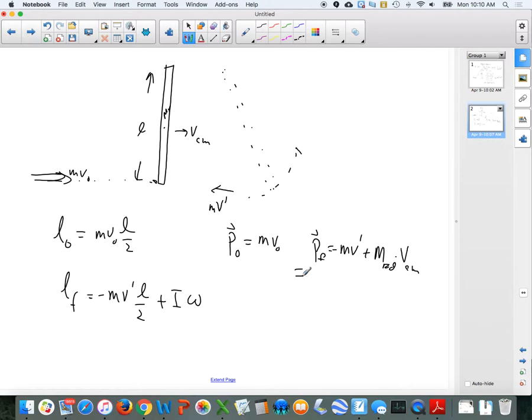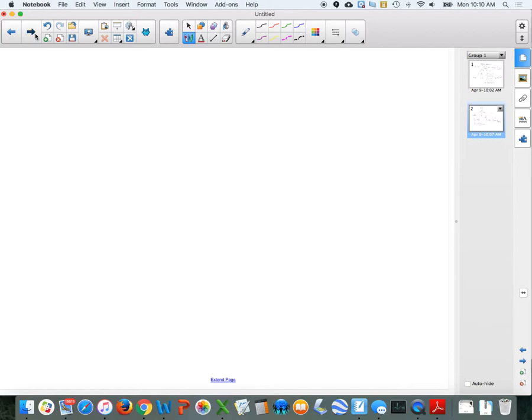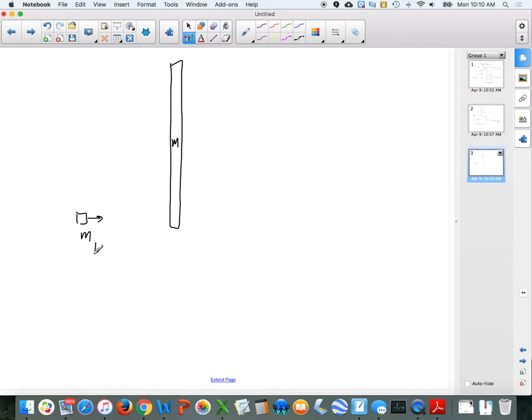The one last piece that's nice to remember is same problem. I have a mass, and let's assume this time the rod has a mass of m. Let's assume that I have this thing coming in here. We'll call that m1, moving with a velocity v1. But this time, after the collision, this mass here sticks.